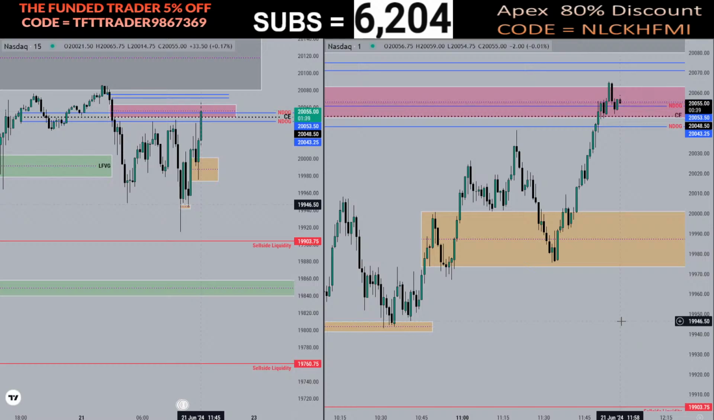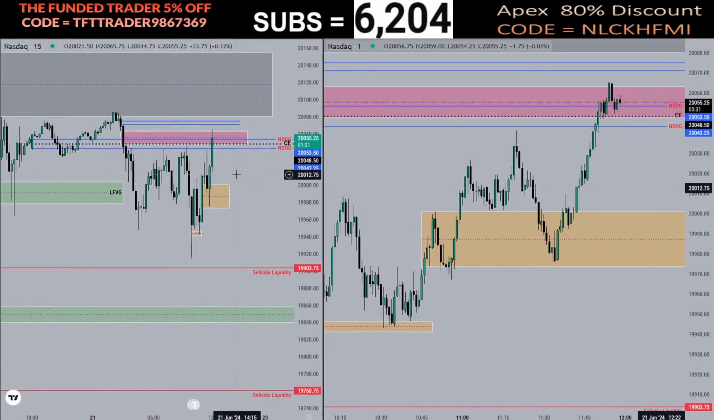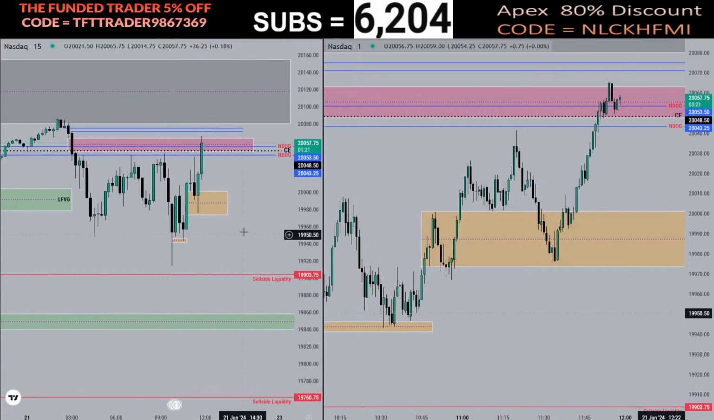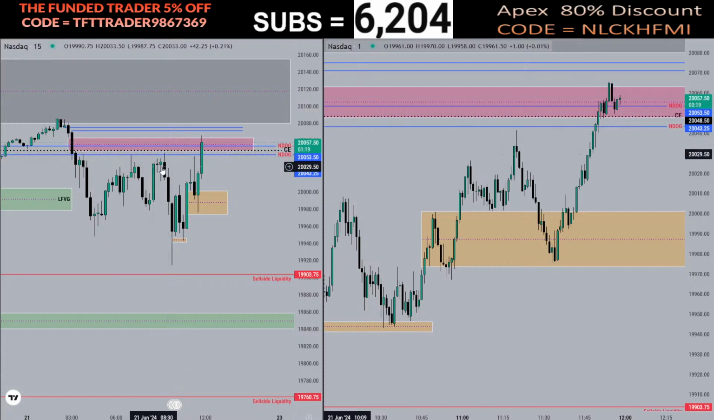Actually, I will close it after 2 minutes, around 12. I would love to see how it closes this candle. I really don't want to see it close above the new day opening gap. I don't want to see that. Instead, I would love to see it close inside this new day opening gap, as I'm still bearish and I'm seeing that the market has taken all the buy side liquidity already.